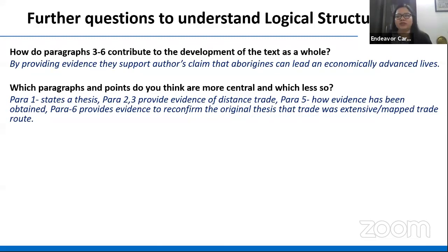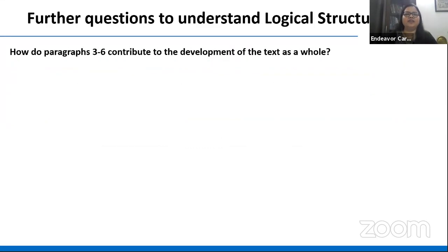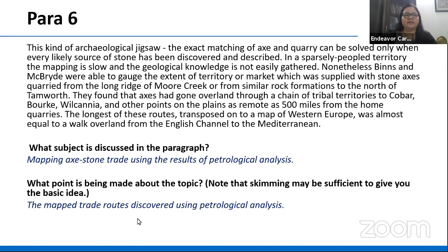That the scientific process was carried out this way can be provided later. If you ask me, how did you arrive at this trade route? How did you map this out? How can we rely on this? Then the scientific evidence can be produced, right? One more very interesting question. Why do you think he provides an example from Europe of the kind of distance traveled? This is the last line of the last paragraph.